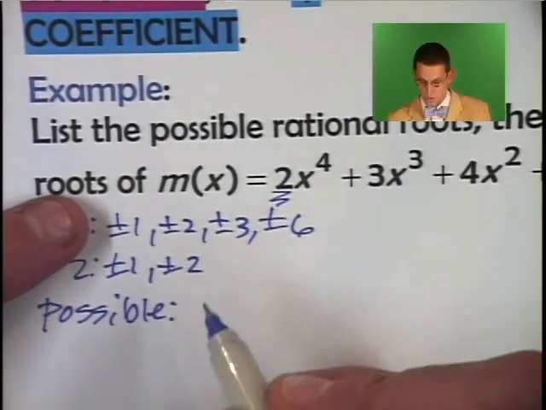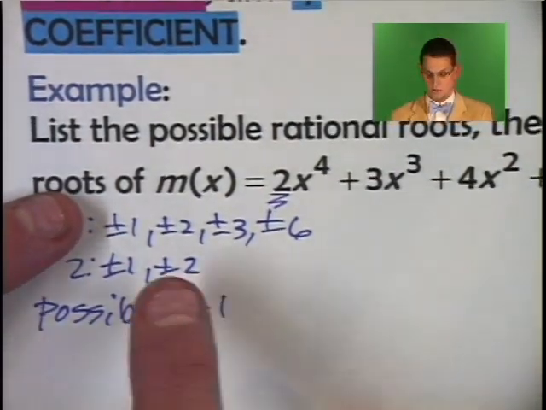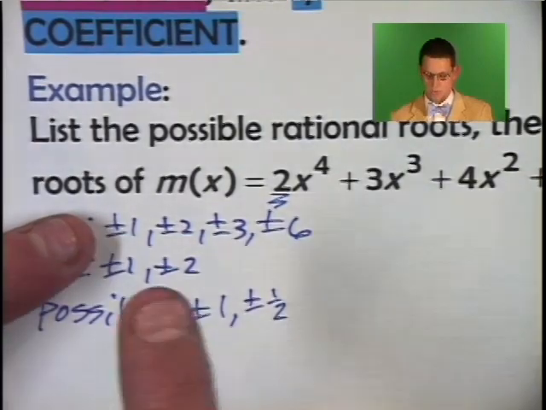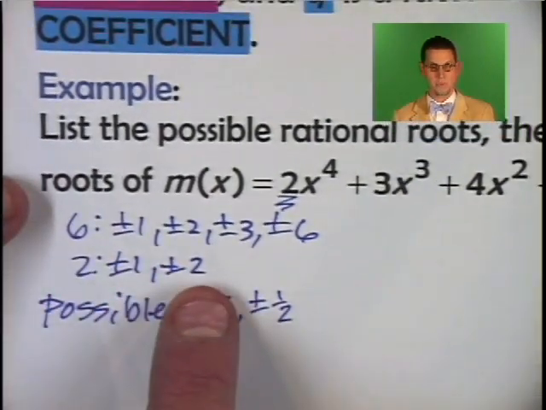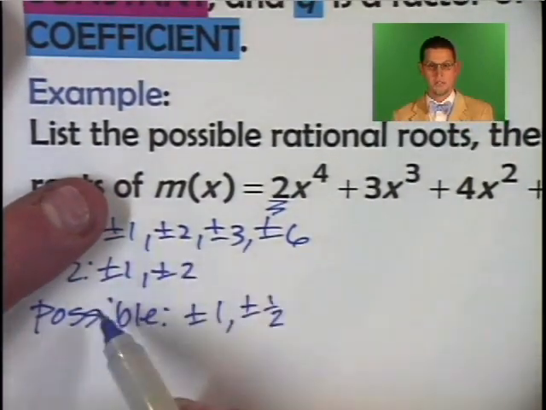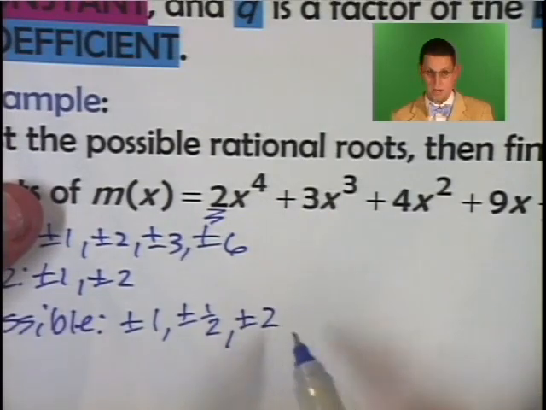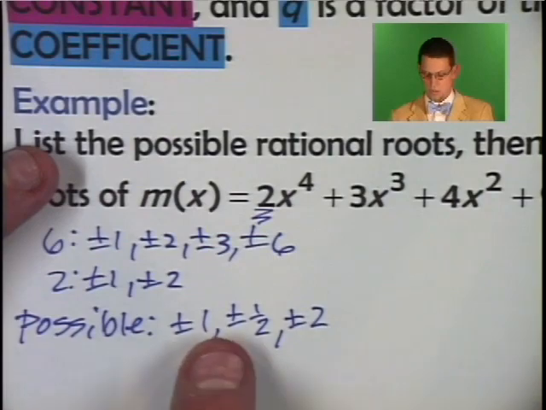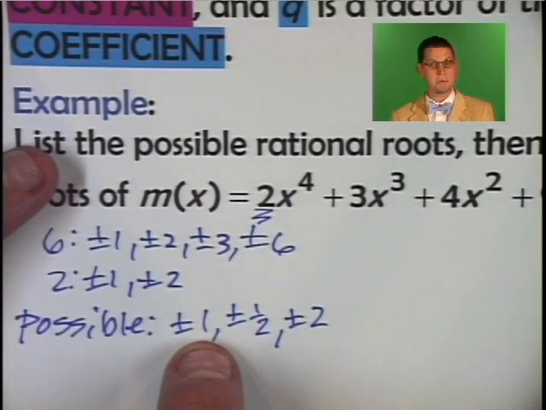Plus or minus 1 over 1 is plus or minus 1. Plus or minus 1 over 2 is plus or minus 1/2. So I've taken this 1 and I've put it over both of these. Now I'll move to the 2. Same thing. Plus or minus 2 over 1 is plus or minus 2. Plus or minus 2 over 2, well, 2 over 2 is 1. We already have that one listed, so we don't want to write it down again.